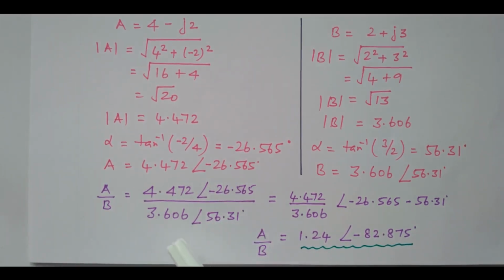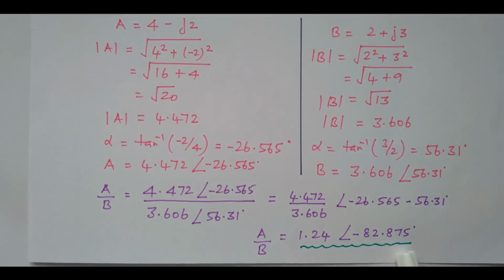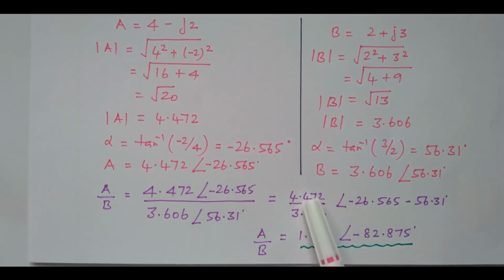In the previous case the angles were added together. Now the angle should be subtracted. So this angle, while going into the numerator, becomes minus. Both are minus, so it becomes minus 82.875. The division of these two magnitudes is 1.24. So this is the final value, A divided by B.